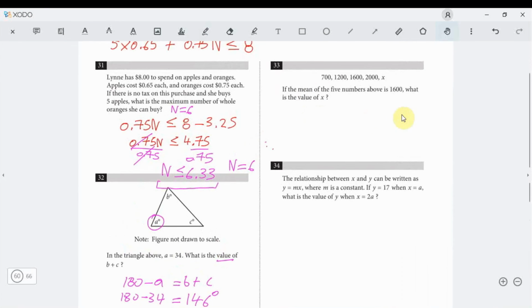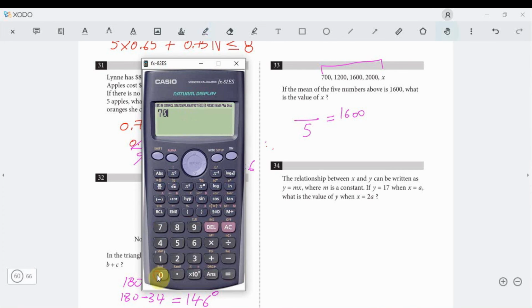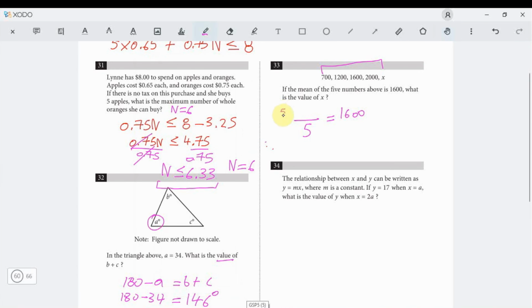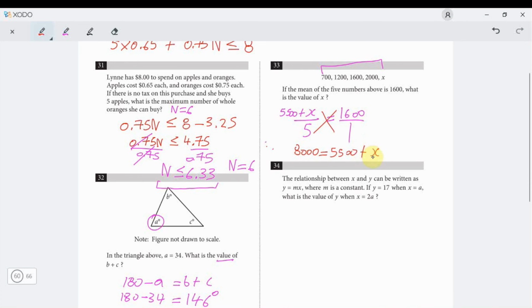If the mean of 5 numbers is 1600, what's the value of x? First thing, mean is add up everything. So add up all of these 5 numbers, divide it by 5, and the mean is 1600. So bringing up our calculator, we're going to add 700 plus 1200 plus 1600 plus 2000, that is 5500 plus x, and we know that's 1600. If we cross multiply, we're having so much fun, we cross multiply. 5 times 1600 is 8000. So 8000 is 5500 plus x. And so that means that x must be 2,500. Nice.